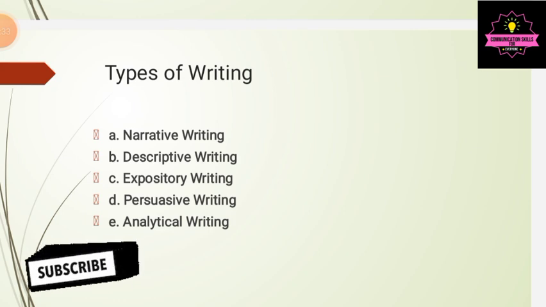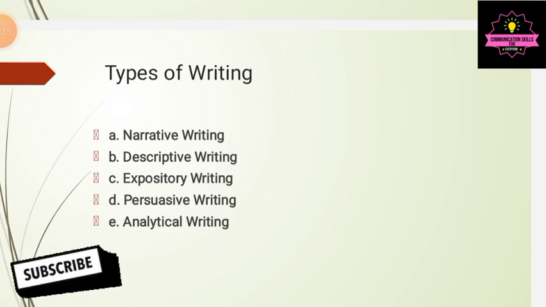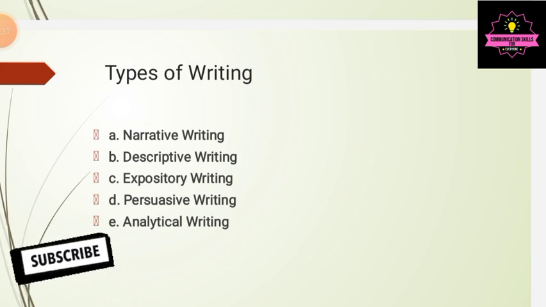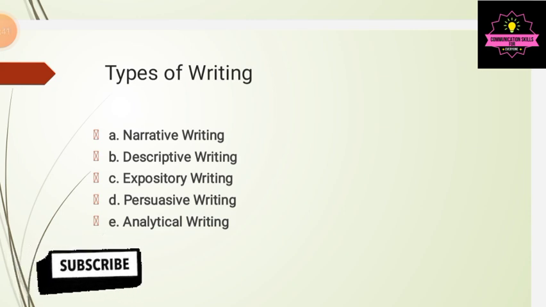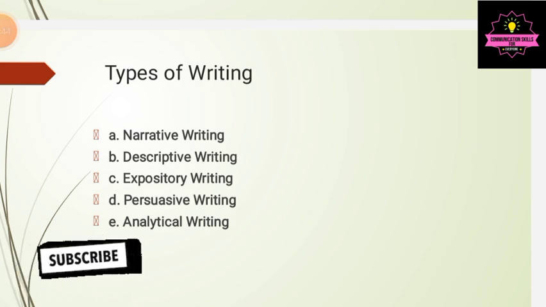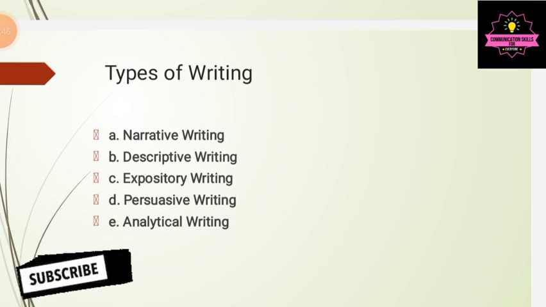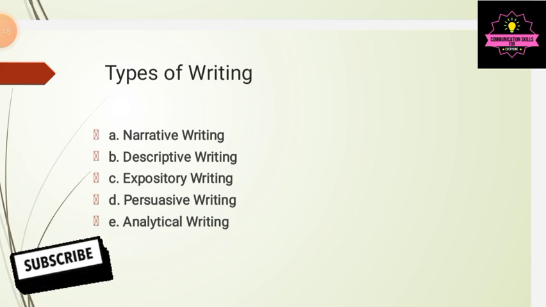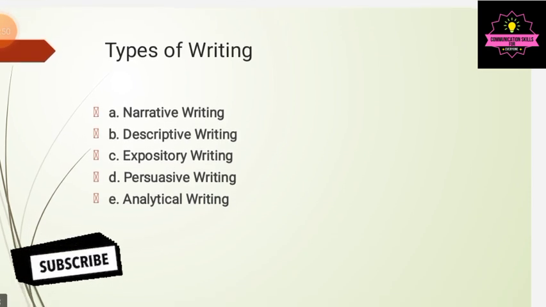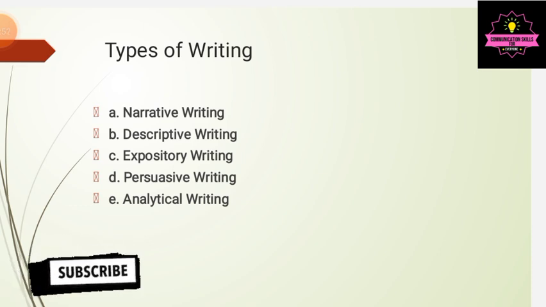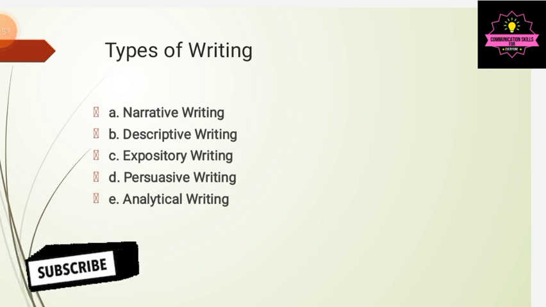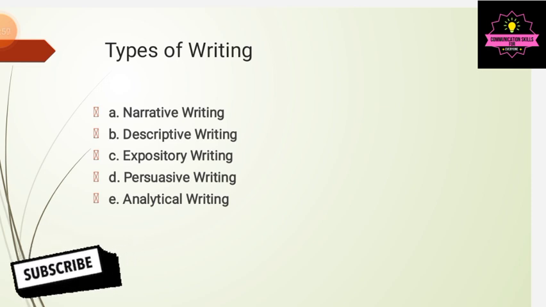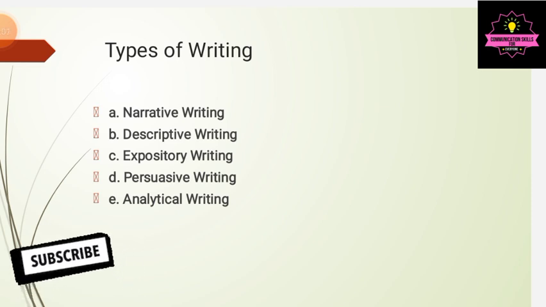Second one, descriptive writing. The main purpose of it is to describe a person, place, thing, or event in detail. Main characteristics include sensory details that engage the senses like sight, sound, touch, taste, smell, and use of similes and metaphors, which is called figurative language, and using strong adjectives and adverbs to enhance descriptions.